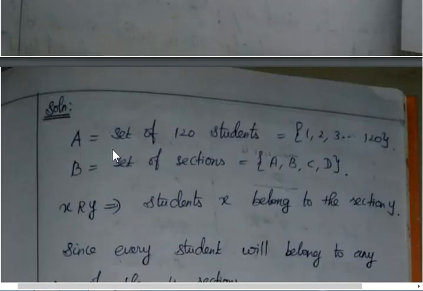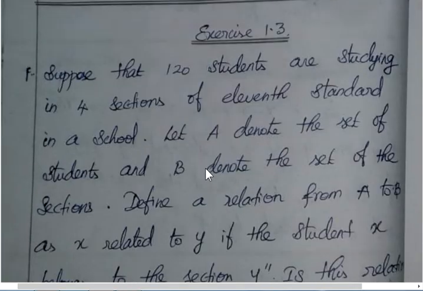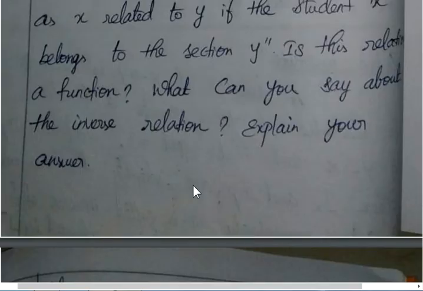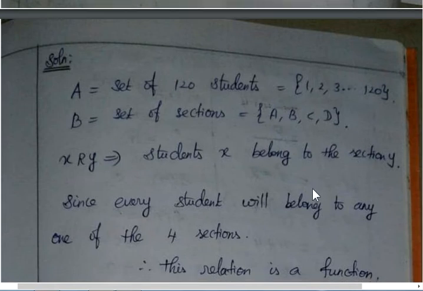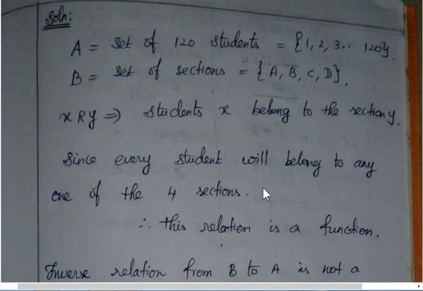Here A represents the set of students, that is the set of 120 students. The total number of students is 120, and B is the set of sections A, B, C, D. The question says B denotes the set of sections and A denotes the set of students. The relation is from X to Y, where X represents the students and Y represents the sections. So each and every student belongs to one of the sections in the school.